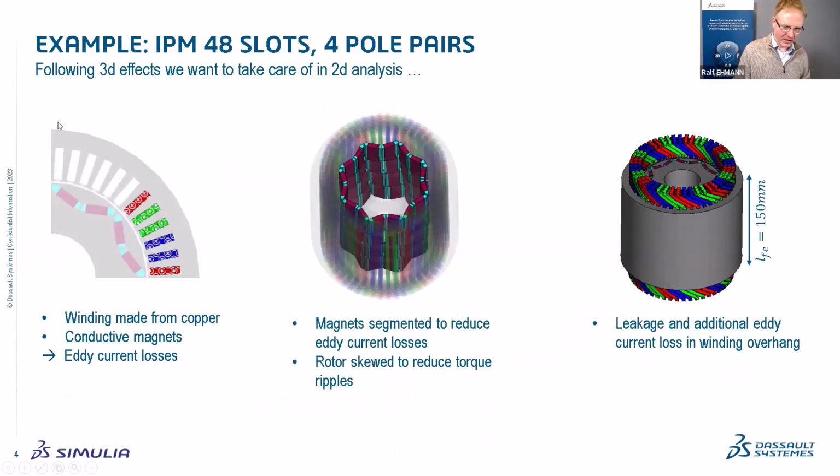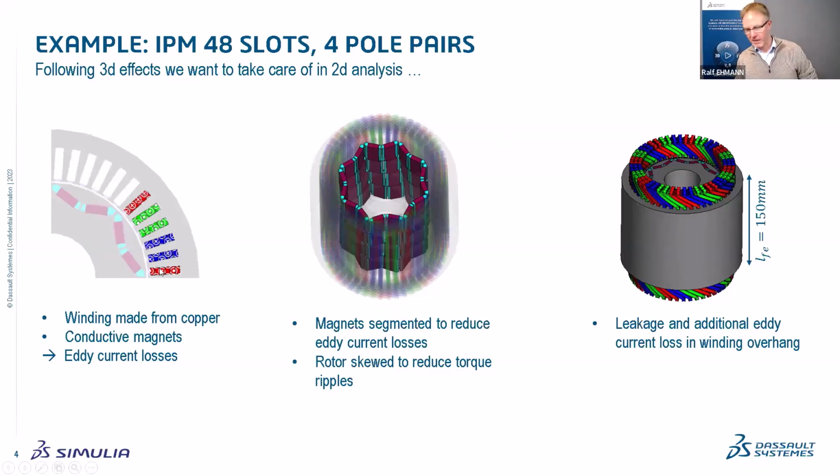Okay, so now what effects do we want to include? First of all, losses is an important aspect. The losses in the coil you can incorporate quite straightforward. So you use solid CAD coils, and you have here the individual conductors, and then you get the eddy current losses in this one.